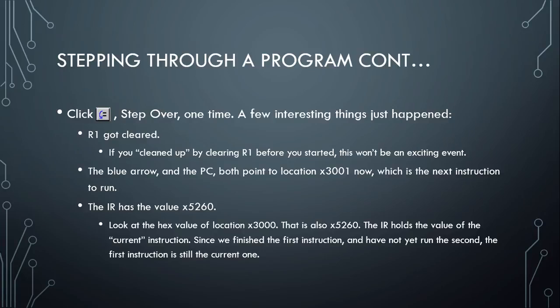Then we click on the step over icon, and you'll see a few interesting things happen. First off, R1 is going to get cleared. Right, if you cleaned up before clearing R1, this is not really going to be too exciting. The blue arrow and the PC both point to location 3001 now, which is the next instruction to be run. And the instruction register now has the value 5260. If you look at the hex value of location 3000, that's also 5260. The instruction register holds the value of the current instruction. Since we finished the first instruction and haven't yet run the second, the first instruction is still the current one, so it's still going to say 5260 inside the instruction register.